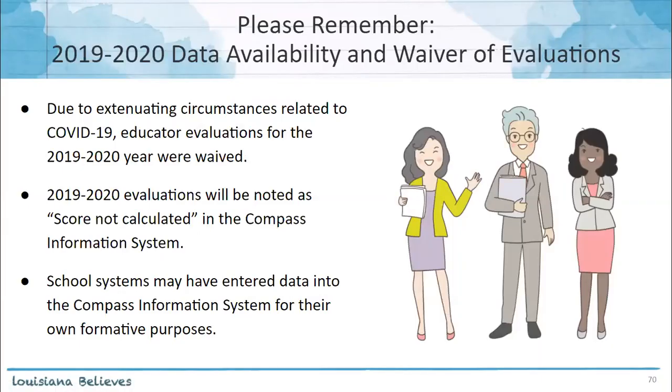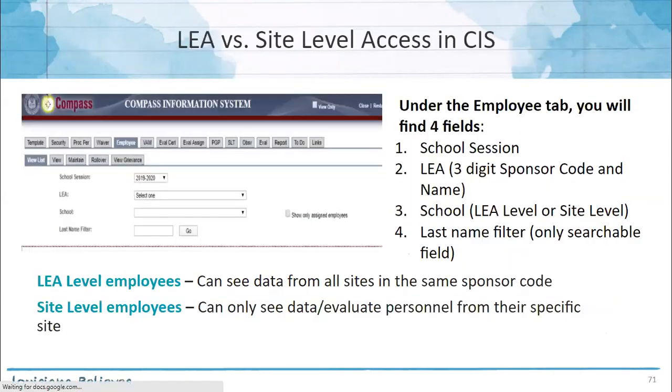Good afternoon, everybody. Due to the extenuating circumstances with COVID-19, all evaluations were waived. There will be a note saying score not calculated in the COMPASS information system. School systems may have entered data into COMPASS for formative purposes, such as your incomplete evaluations codes, but no evaluations were made. In COMPASS, you have two different levels.